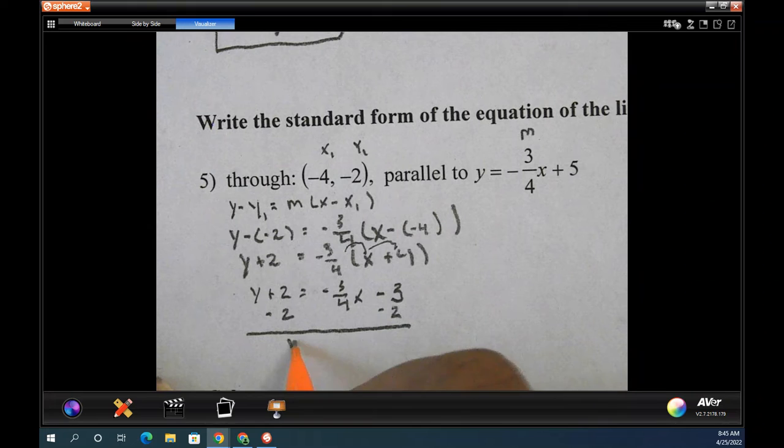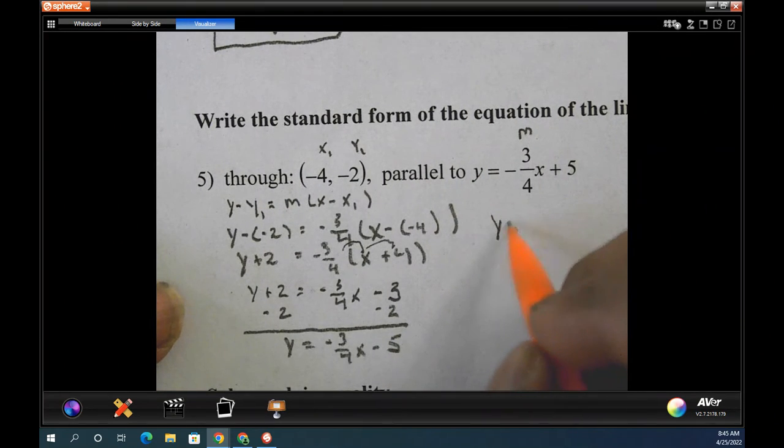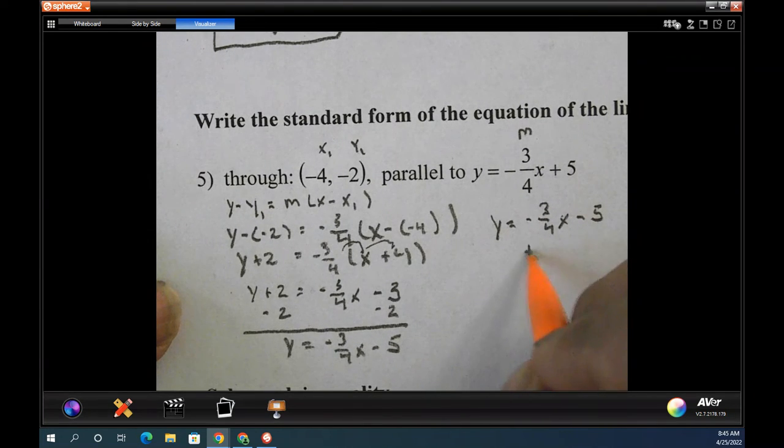So we get y equals -3/4 x minus 5. But we're not done. We have to change that into standard form. So we're going to take our y equals -3/4 x minus 5. Add 3/4 x to it.